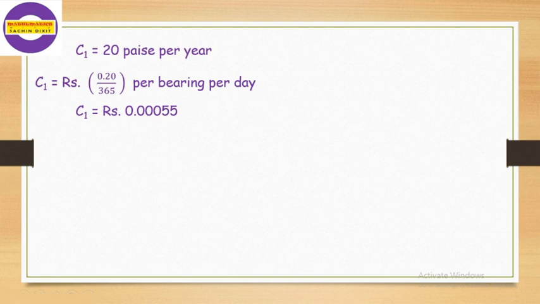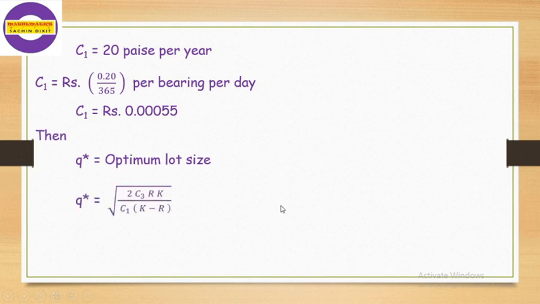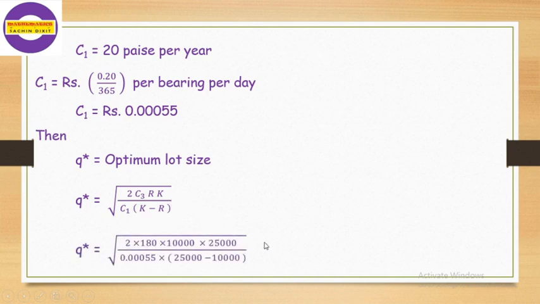Now we know all these values. Then we have to find the optimum lot size, that is Q star. The formula is Q star equals under root of 2 C3 R K upon C1 into (K minus R). Substitute the values. After simplification and taking the square root, we get the value of Q star as 1,05,000 bearings approximately. You can calculate this value. It is a simple calculation. You may calculate it yourself.